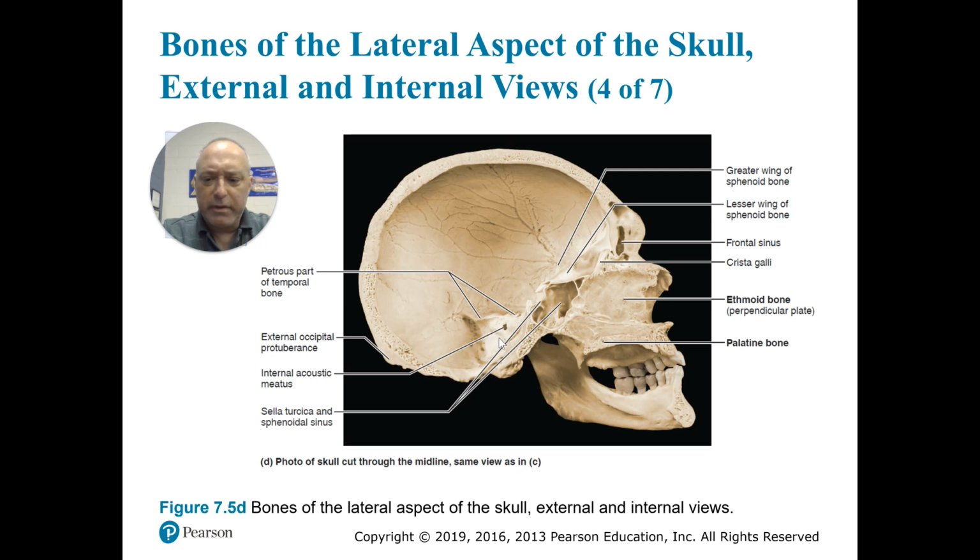We take another look at this lateral view. We see the temporal bone with this internal acoustic meatus. This has to do with the inner ear, as well as the palatine bone, which is fused to the ethmoid bone.